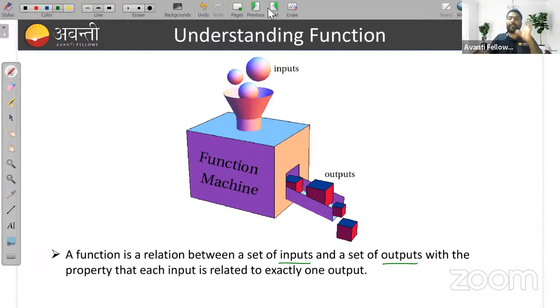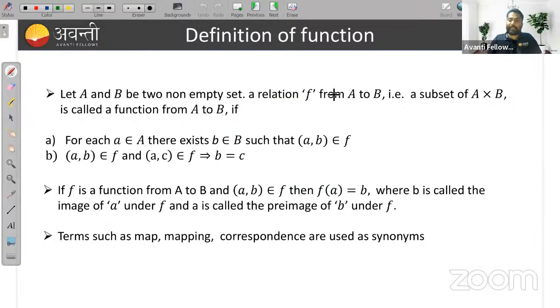So let's see what the definition actually is. This is your mathematical definition. Suppose A and B are two non-empty sets, and a relation F defined from set A to B, and we know a relation is a subset of the Cartesian product, is called a function from A to B.